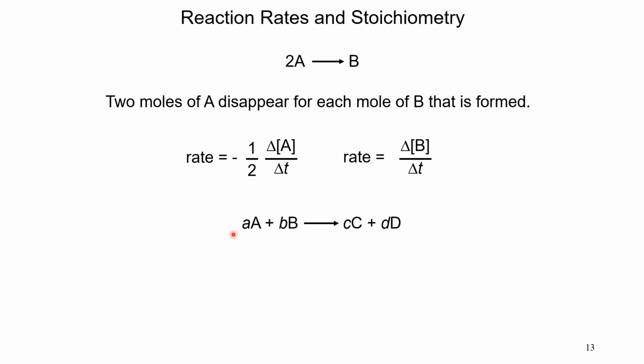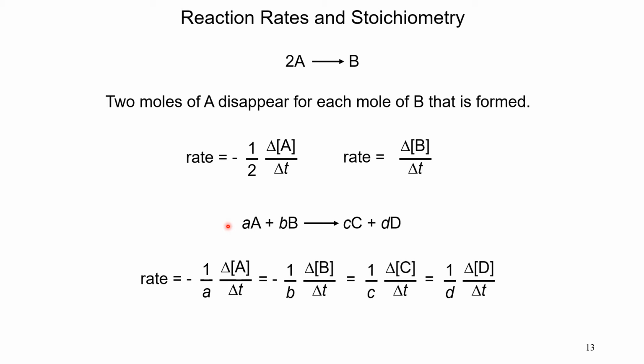And so you can generalize this to say the little a and the little b are coefficients on the reactants, and the little c and the little d are coefficients on the products. We can generalize that to say that you can use any of those coefficients as a denominator to transform the rate of change of concentration of one of the chemical components here into the rate of reaction. The rate of the reaction is the thing we're going to use over and over again.